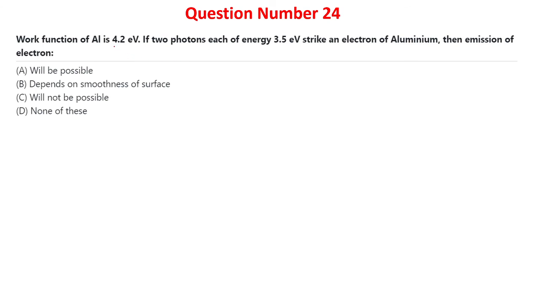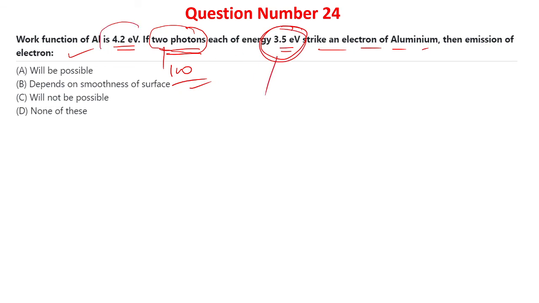Question number 24. Work function of aluminium is 4.2 electron volt. And two photons of energy 3.5 electron volts strike the electron in aluminium. The emission of electron? Since one photon interacts with one electron only, you may have 100 photons, each of energy this much. As long as the energy of one photon is lesser than the work function of the metal, no photoelectric emission would take place. So photoelectric emission is not possible. So C option is the correct option.